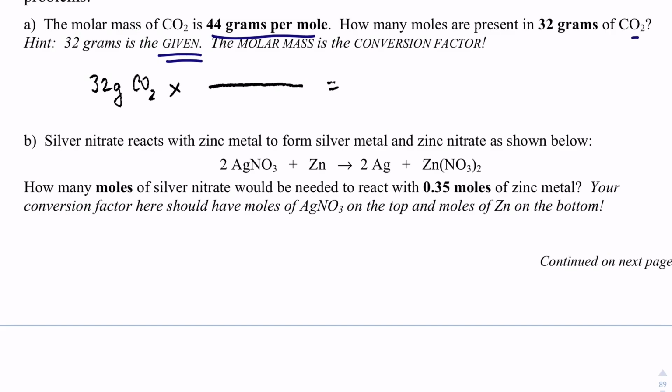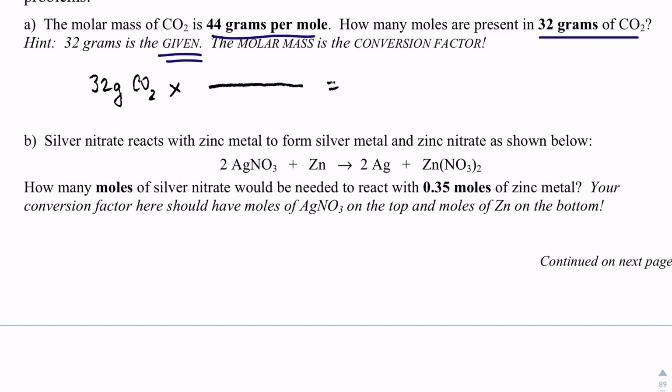However, this problem is specifically saying 32 grams of carbon dioxide. That means it's the given number. That's the one that we're doing the math on, the one that is different from problem to problem. So we start with 32 grams of carbon dioxide, and then we need to set up the conversion factor so that it will cancel with the bottom.